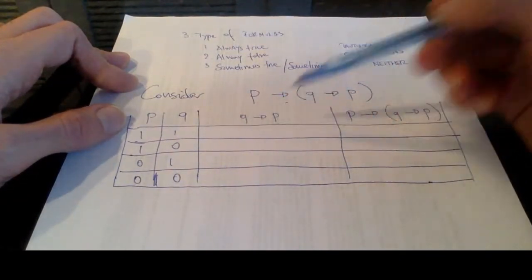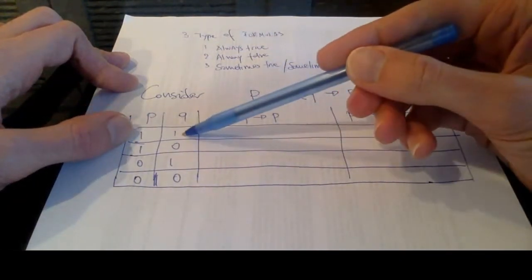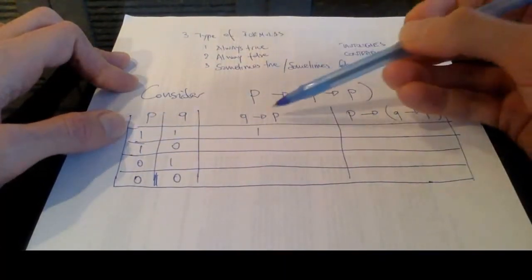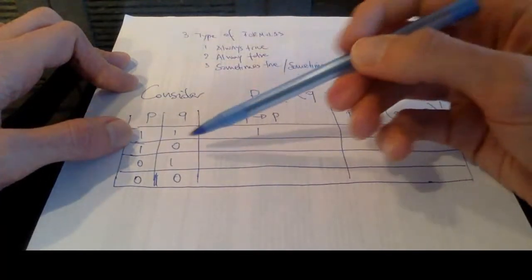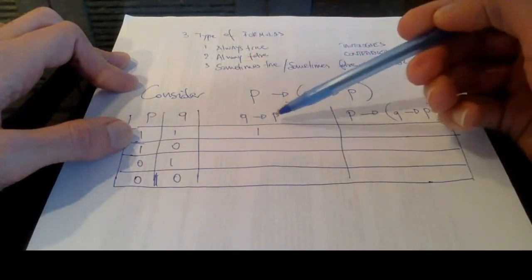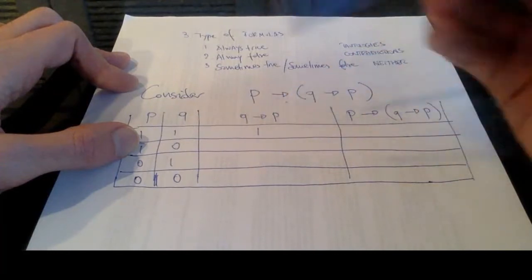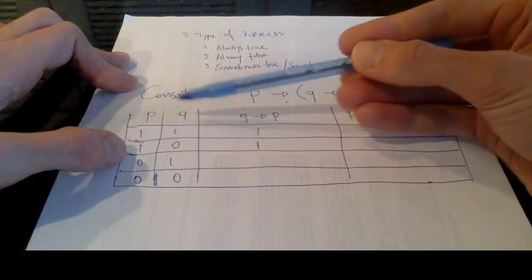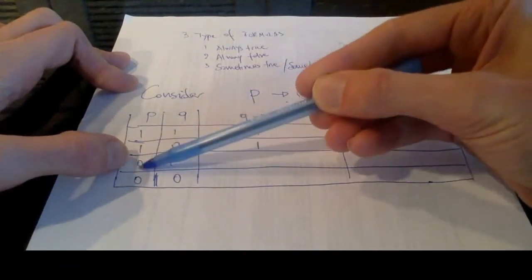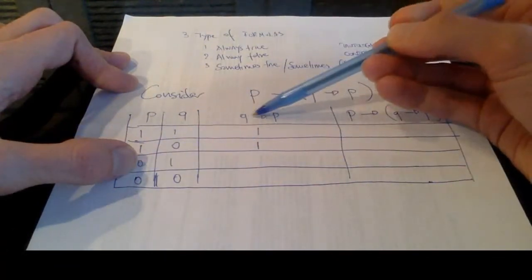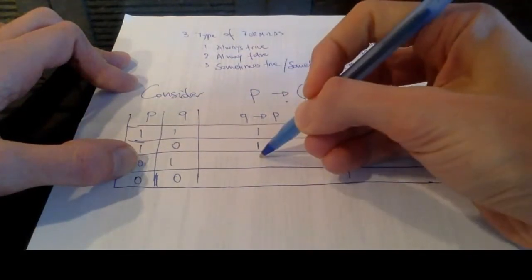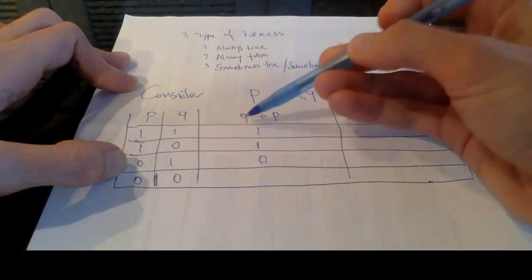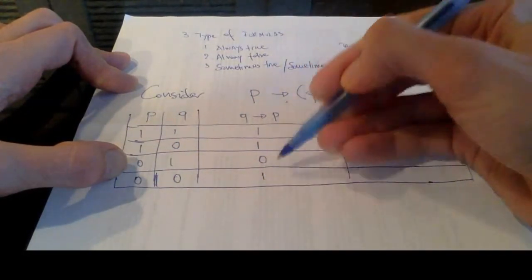Now, Q implies P. Now, if Q is 1 and P is 1, then this gets value 1 by the truth table of the implication. If Q is 0 and P is 1, then Q implies P is also 1. If Q is 1 but P is 0, then Q implies P gets value 0. And if both P and Q are 0, then Q implies P gets value 1. So that's what we have.